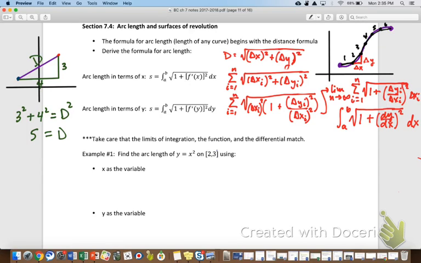Why can't you just take the derivative of the equation and just do the integral from a to b of that? Okay, so say it one more time. You said it really fast. Why can't you just take the derivative of the equation, like the purple line, and do the integral from a to b of that?